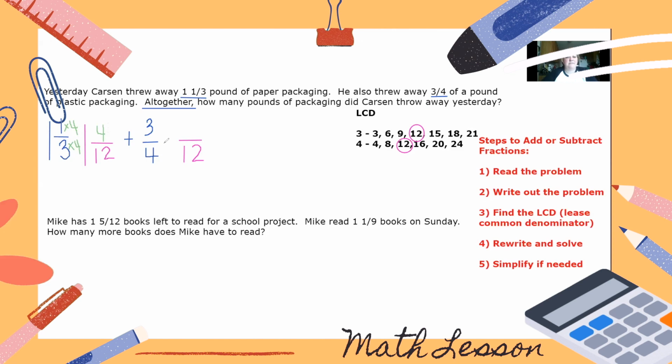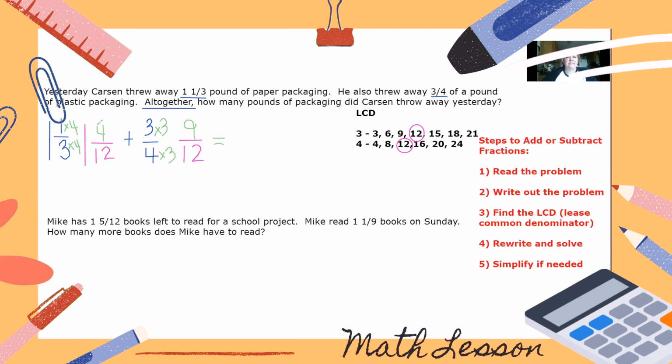Now we follow that same step over here and decide 4 times something equals 12. 4 times what equals 12? 1, 2, 3. 4 times 3 equals 12. And whatever we do to the bottom, we must do to the top. Very good. 3 times 3 is 9. We have now rewritten 1 1/3 as 1 4/12 and 3/4 as 9/12. We can now solve that problem by adding them together.